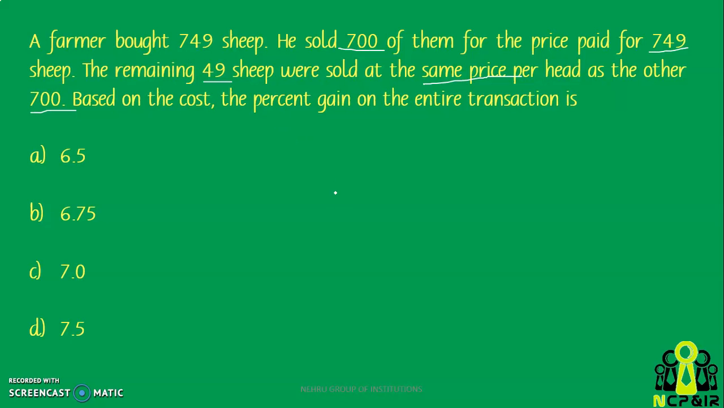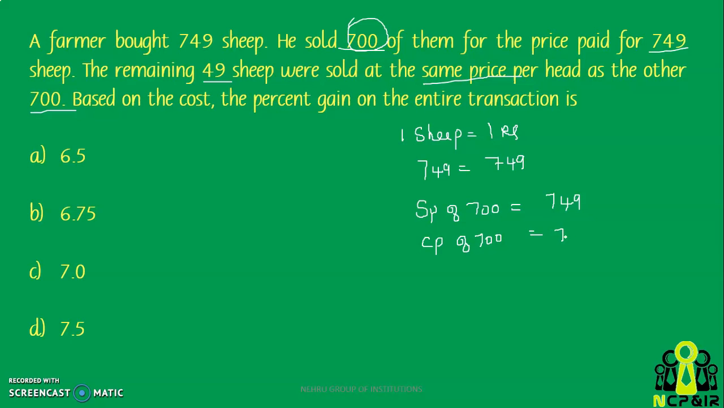So first thing is, this person is buying 749 sheep. Okay, so let us assume one sheep is equal to 1 rupee. So 749 sheep will be 749 rupees. Now what he does is, he sold 700 of them for the price of 749. So selling price of 700 sheep is equal to 749 rupees. What is the cost price of 700 sheep? That will be 700 rupees.